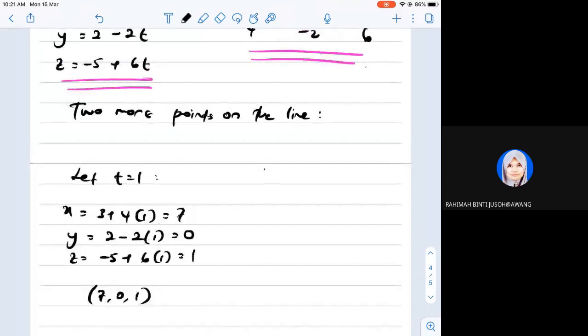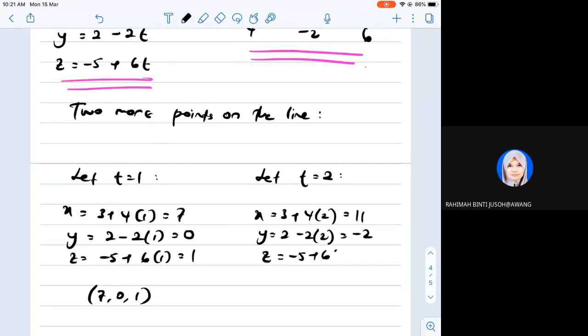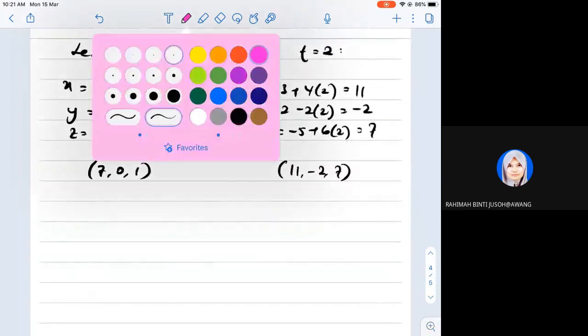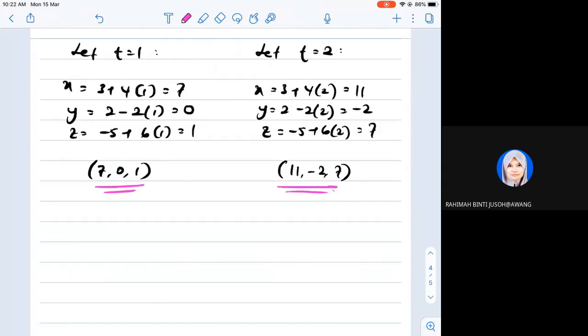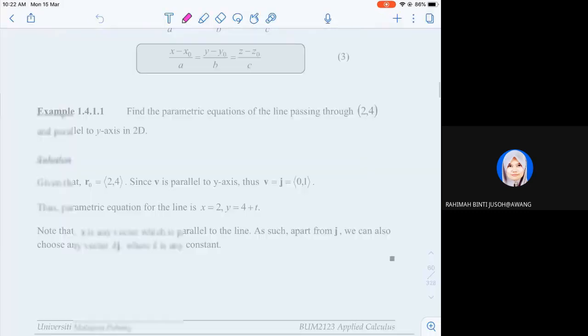And then second, if you want to find the other point, we can let t equals 2. So we will have x equals 3 plus 4 times 2. So 8 plus 3 should be 11. And then y equals 2 minus 2 times 2, we will have negative 2. And then z equals negative 5 plus 6 times 2. 12 minus 5, we will get 7, isn't it? Therefore, the other point is 11, negative 2, and 7. That's it. So that's the answer. Okay, next question.